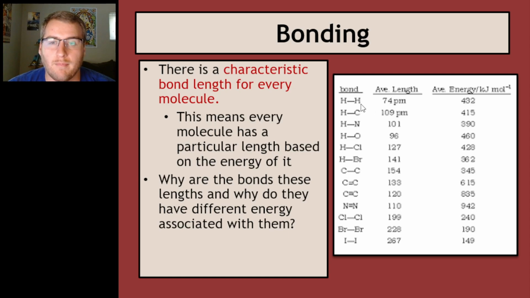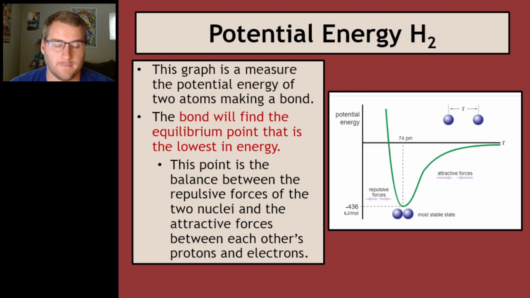Bonds are essentially, you hear it talked about a bunch of different ways, but they're a low energy arrangement. It saves energy to make a bond. Basically, when these two things bond together, the product is lower energy than what you start with. So it releases energy when you make them. So to break them, you need to add that energy back. And that's what this number is. So why are the bonds these lengths, and why do they have different energies associated with them? Let's talk about it some more.